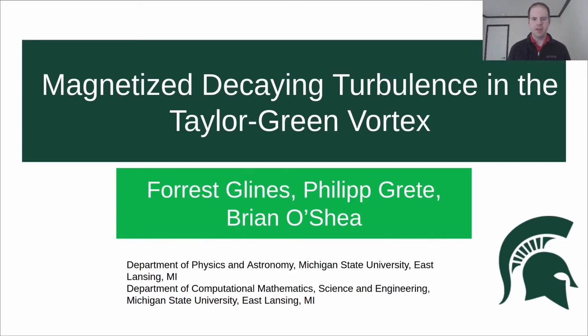My name is Forrest Glines. I am a graduate student at Michigan State University working with Philip Greta and Brian O'Shea. And this is my work studying magnetized decaying turbulence in the Taylor-Green vortex.